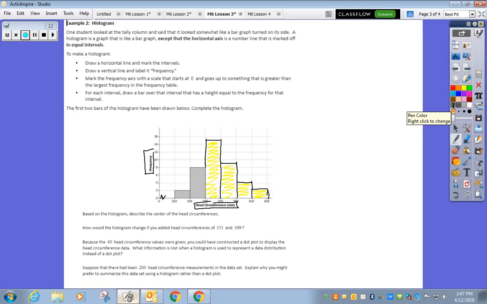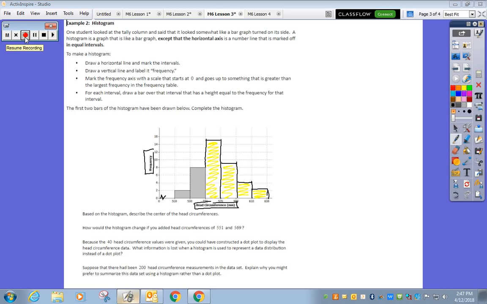Okay, so I think I covered everything I wanted to say about an actual histogram. The bars touch. You can use this jump. Your interval should be labeled like this. Label here, label here. This is always your frequency in a histogram. So this says, based on the histogram, describe the center of head circumferences.